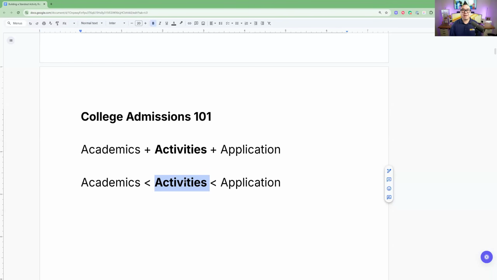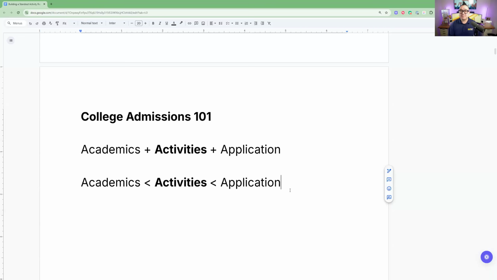This is a big topic because for a lot of you, your academics might be okay or even good, but you're not going to stand out with that. We're going to use academics just to be there. Where you stand out amongst everyone else is going to be the activities section itself, which is going to be the key for you.